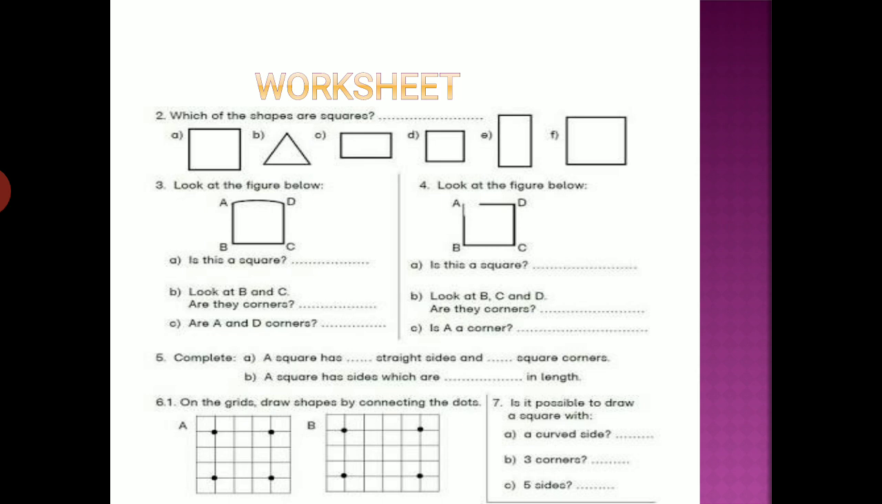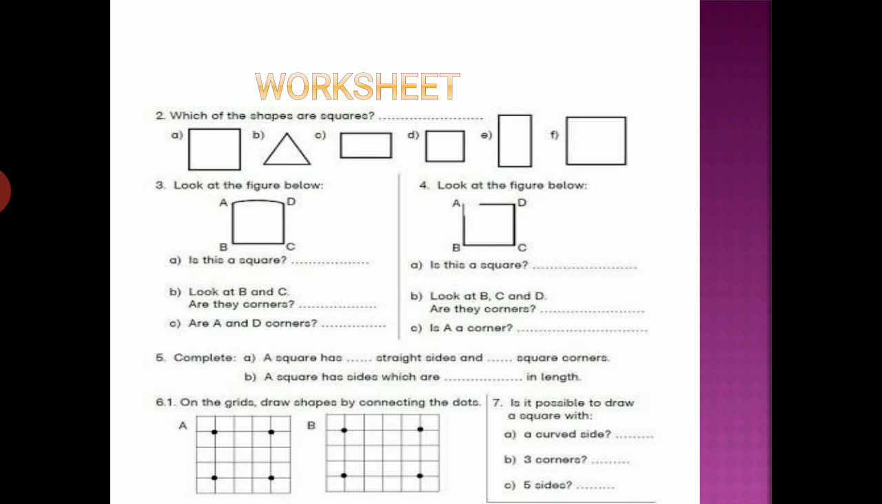Now question, which of the shapes are square? See the shapes A, B, C, D, E and F. So which one is the picture of square? Answer is D, because A is rectangle, B is triangle, C is again rectangle, E is again rectangle and F is also rectangle. So answer is D, square.